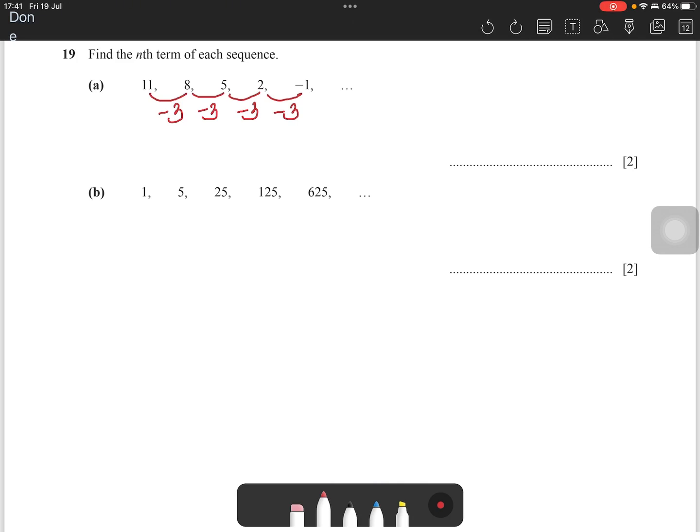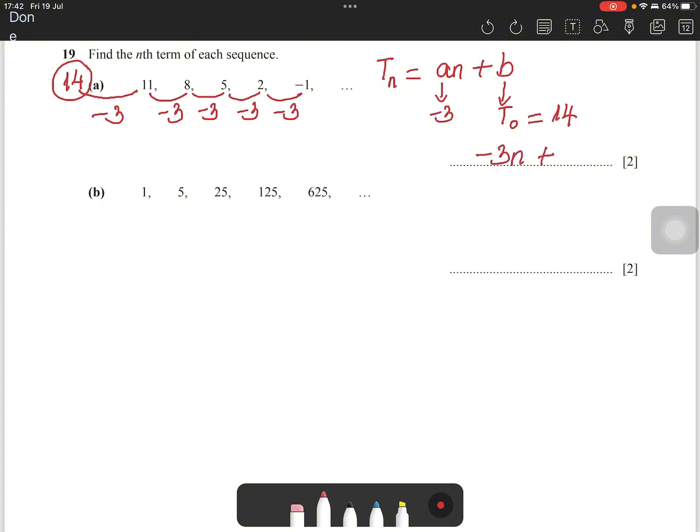And the general form of a linear sequence is a(n plus b). A is -3 and b is T0. T0 means we need to find the number that, subtract 3, equals 11, and that is 14. So T0 is 14. Then we say that the sequence is -3n plus 14.